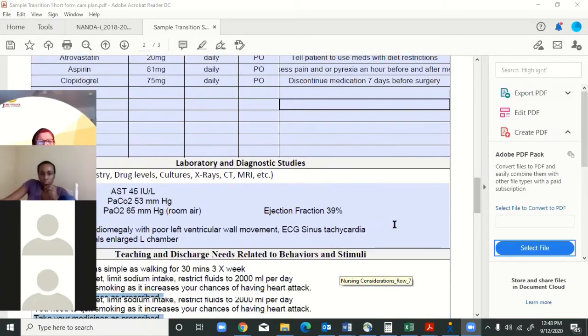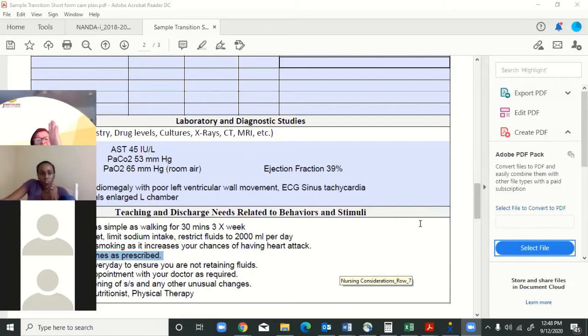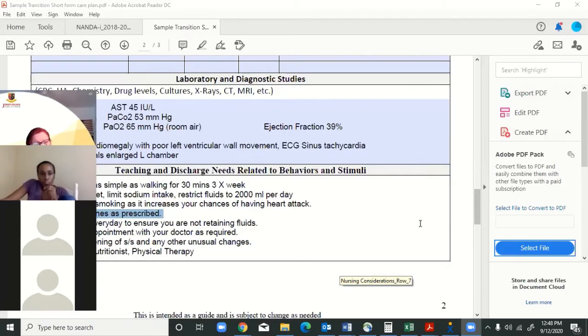Lab and diagnostic test, okay? A lot of students don't put this stuff in, and it's important, all right? I need to know what the lab values are. The sodium here is elevated on the patient. So what's that going to tell me about the patient?